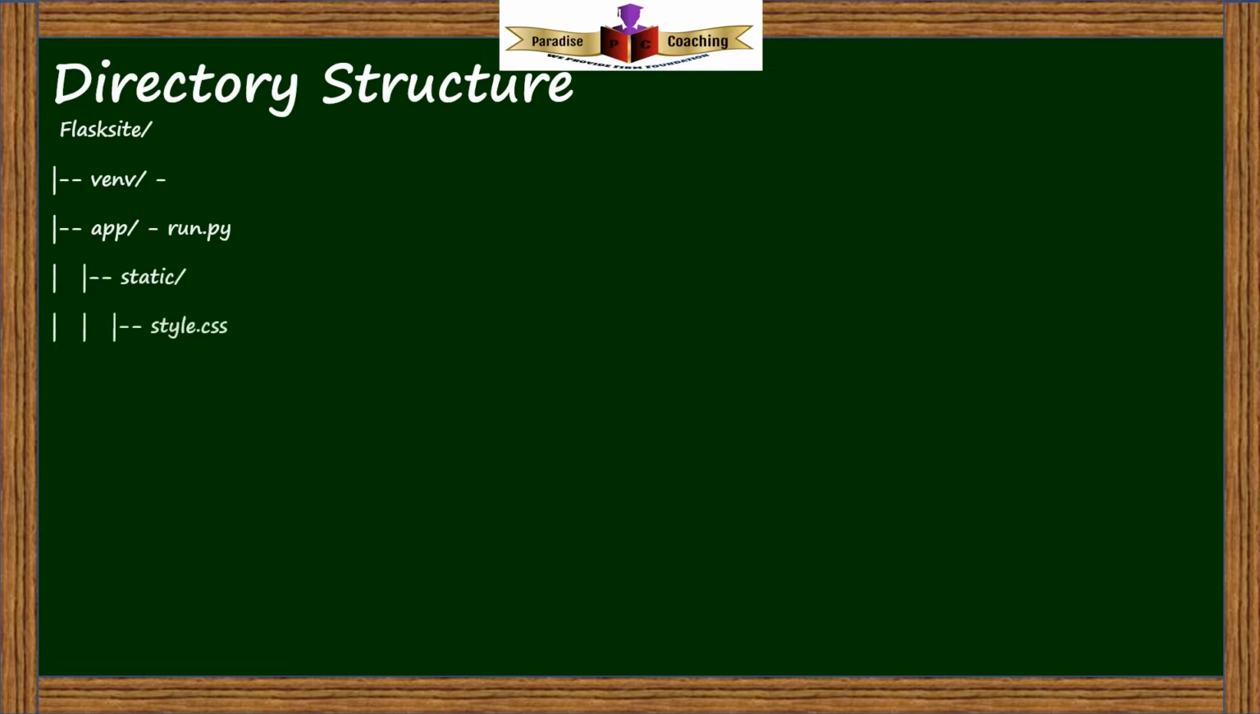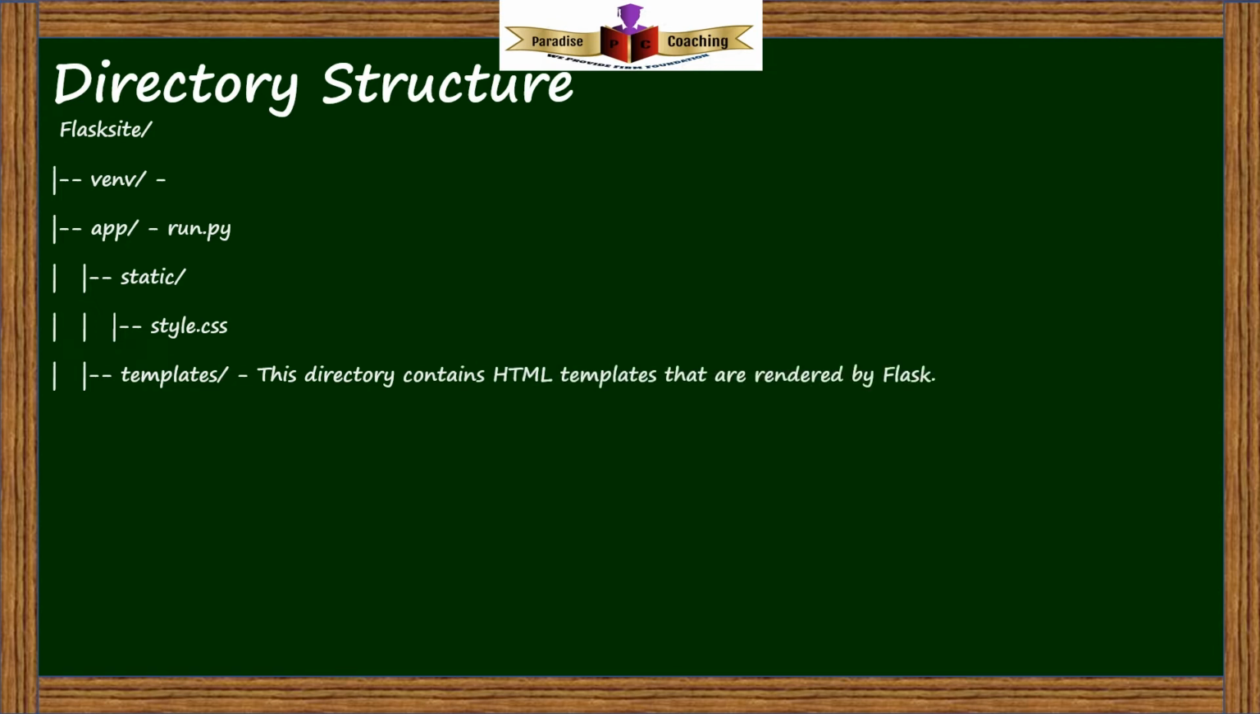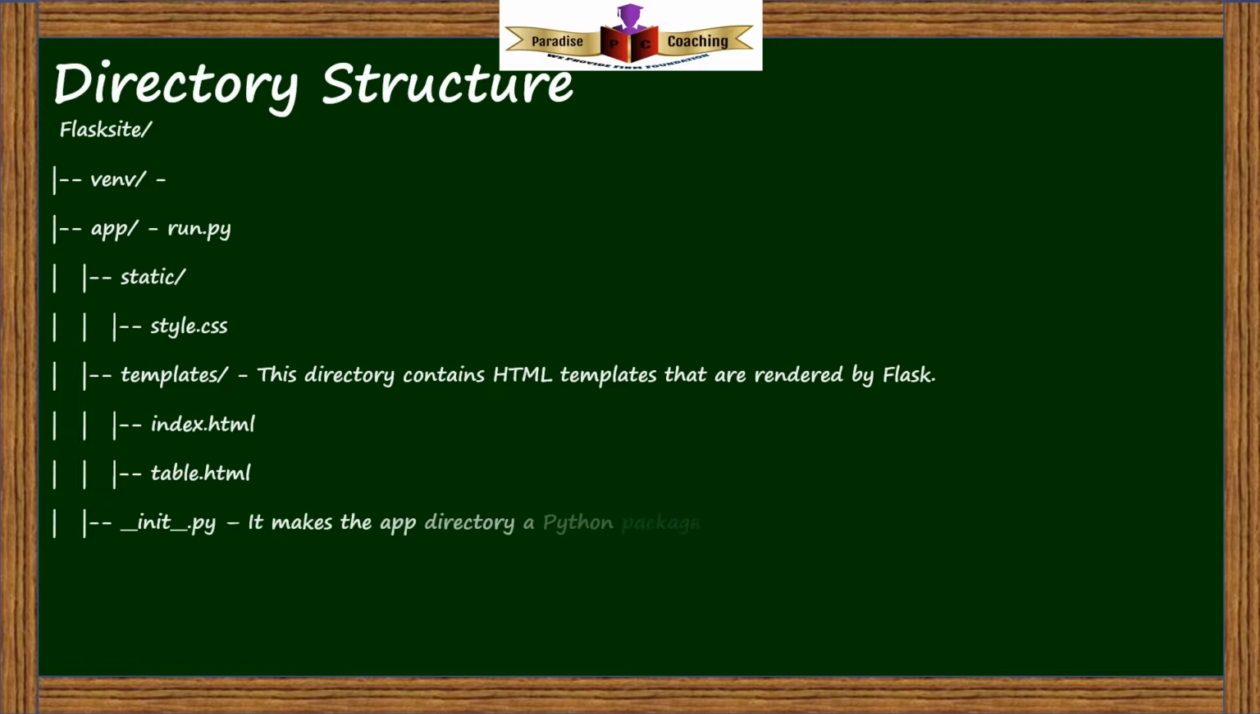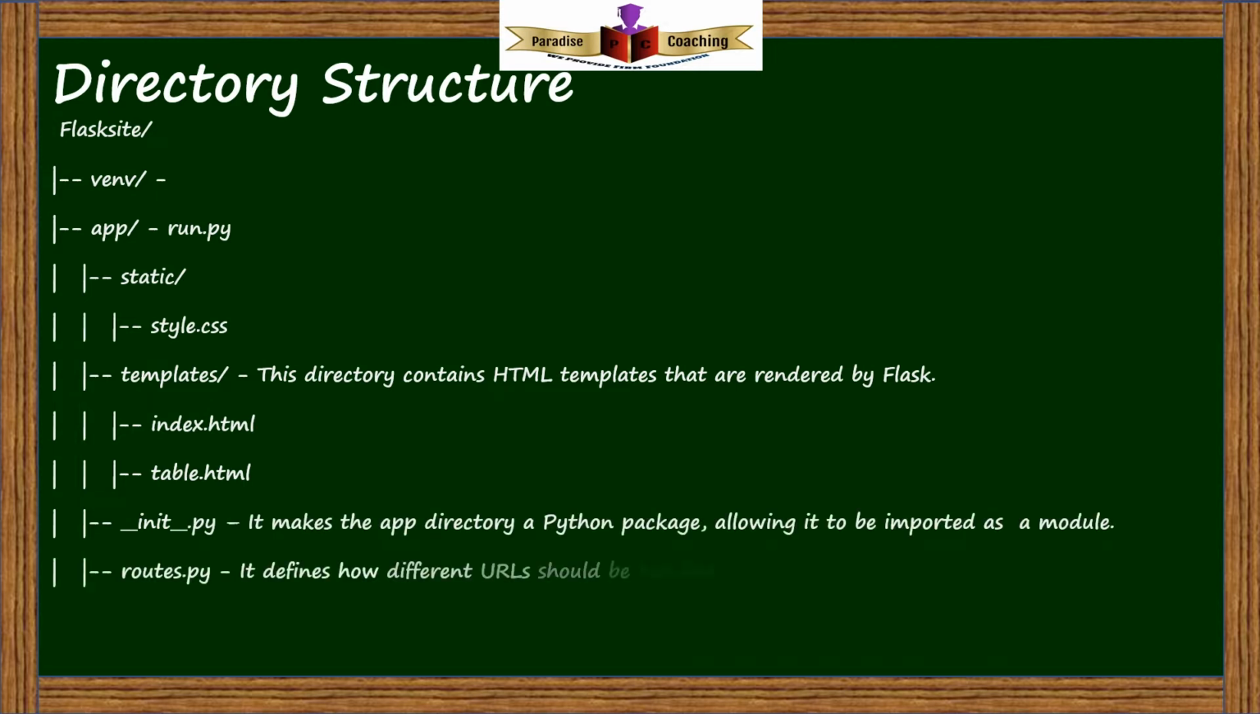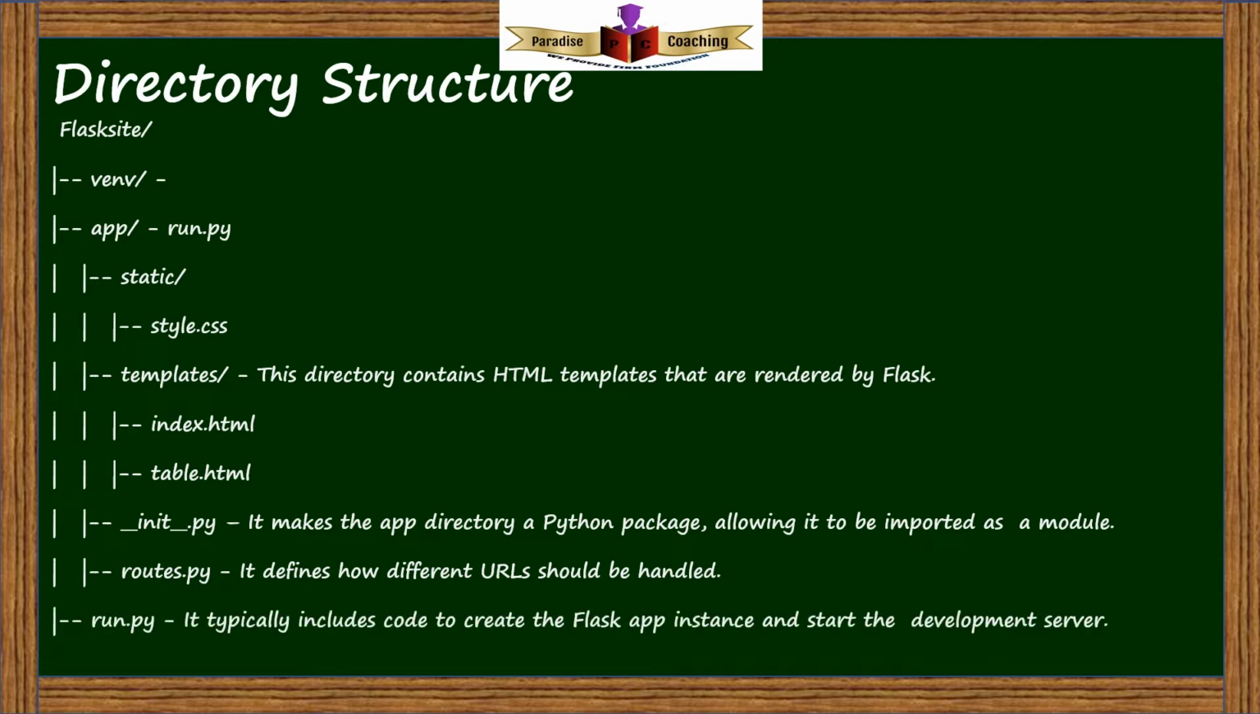The directory structure of a Flask-based website is as shown. The app folder has a run.py file that is Python code to run the application. The templates folder holds the HTML files of the website under development. Routes.py file has Python code for the route and path of the website.